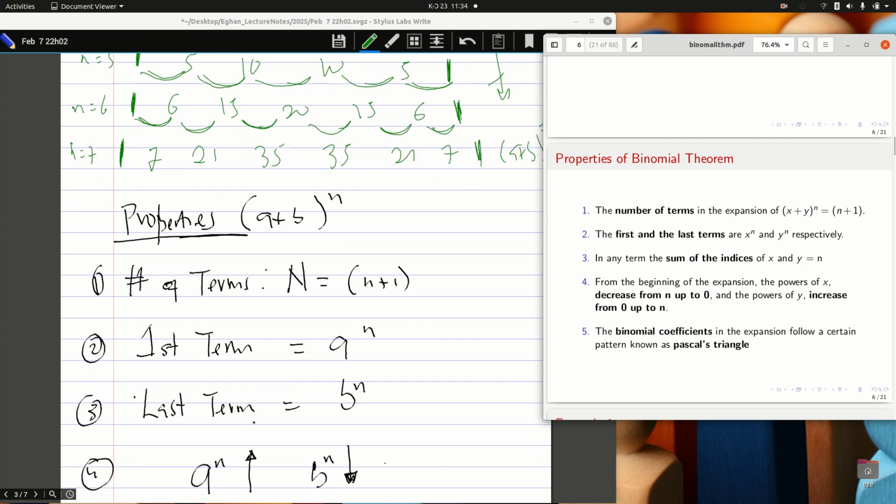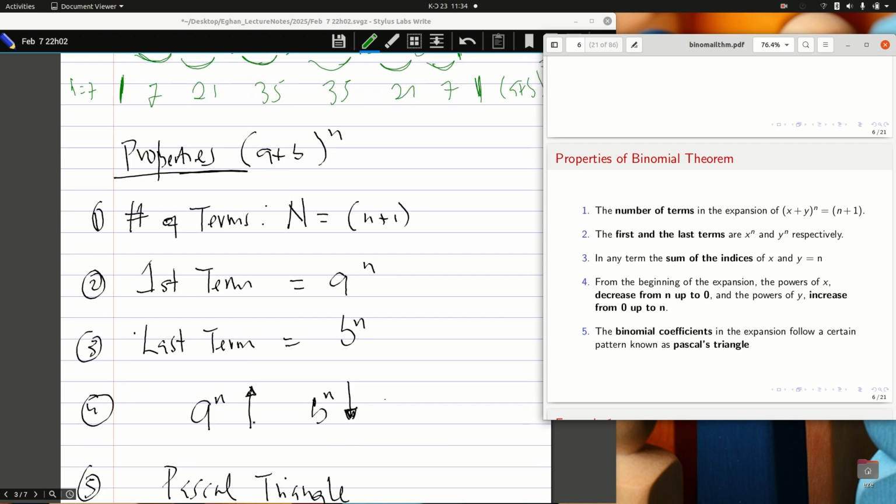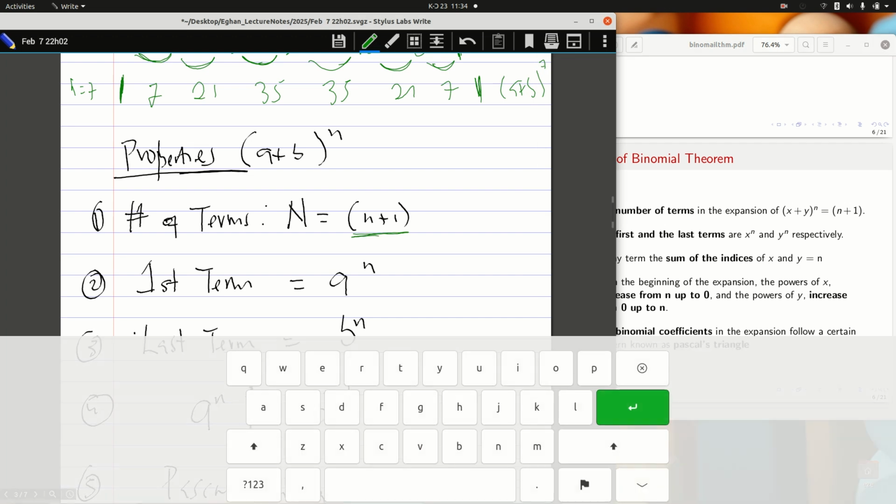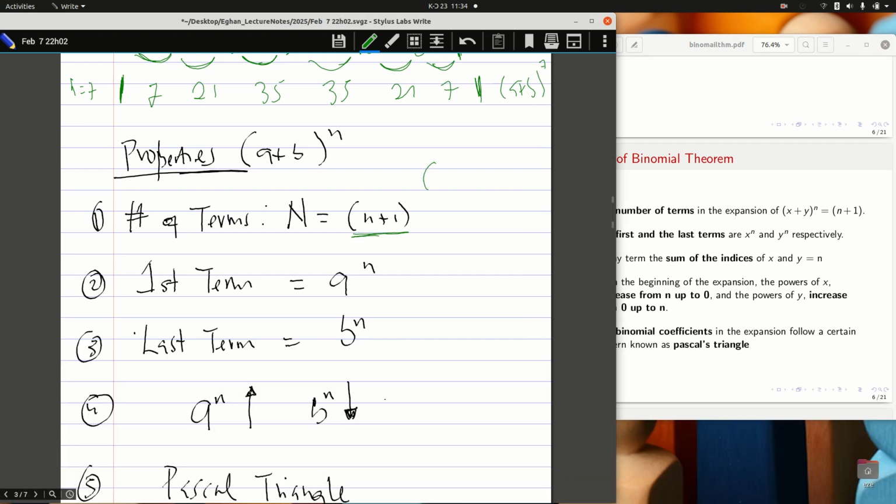Properties of the expansion. The first property says if I want to find the number of terms in the expansion, it is given by n plus 1. This is simply saying that if I have a plus b to the power 2, my number of terms will be 3 because it's n plus 1. If I have a plus b to the power 4, my number of terms will be 5. If I have a plus b to the power 6, I'm expecting 7 terms in the expansion. A plus b to the power 20, I'm expecting 21 terms in the expansion.